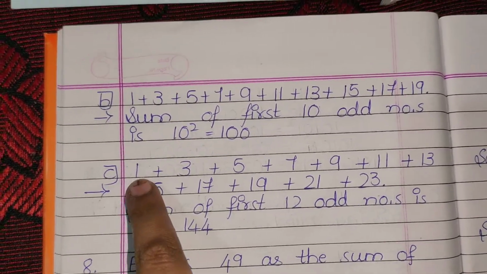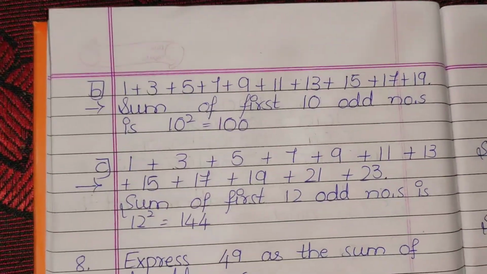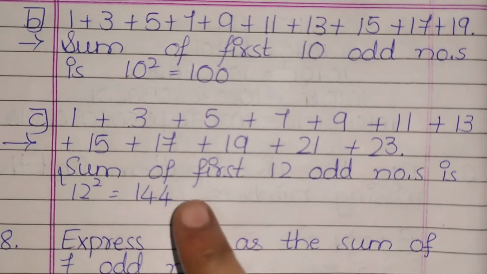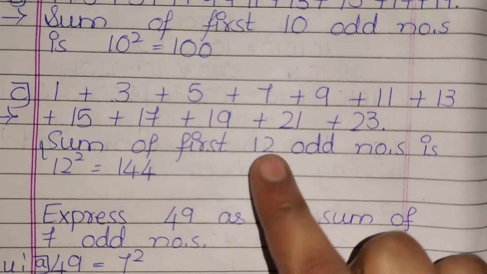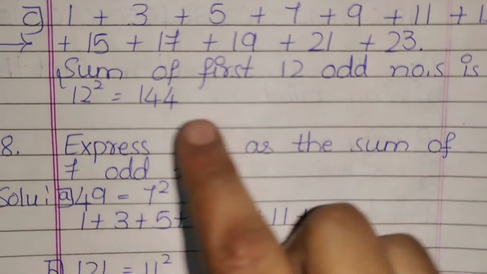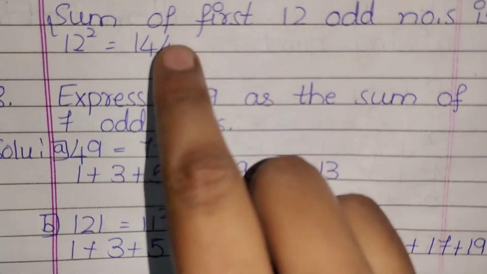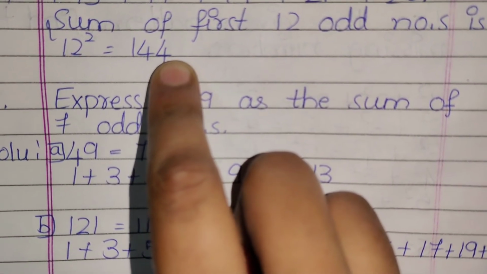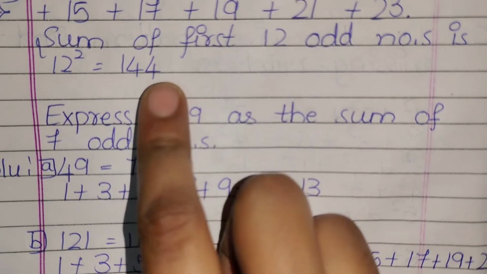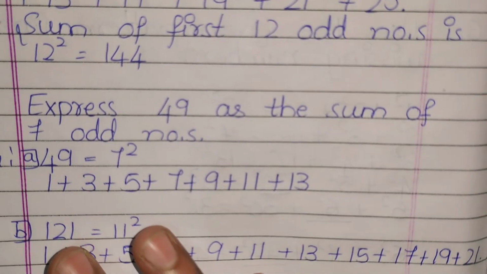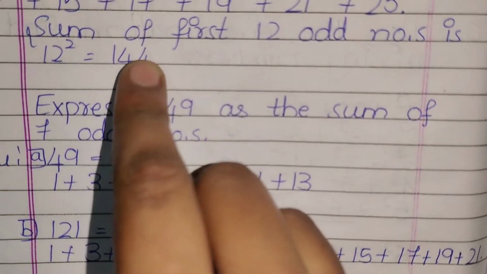Even here we can observe that these are all odd numbers. So when we counted it, we have got 12 odd numbers. So the sum of 12 odd numbers is 12 square, which is 144. What is 12 square? I hope you all have written the squares from 1 to 30. You must be perfect with it. So 12 square will be 144.